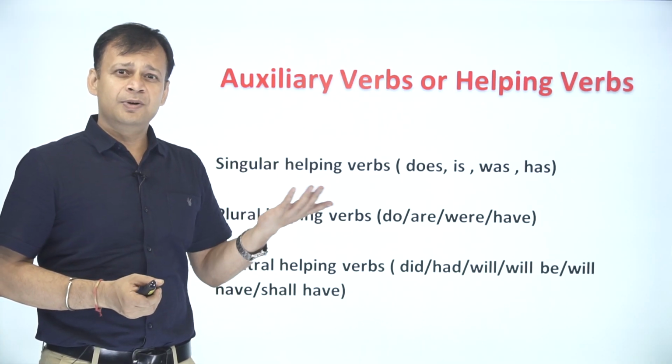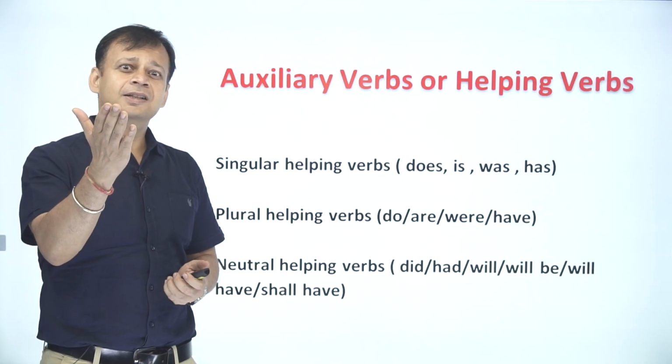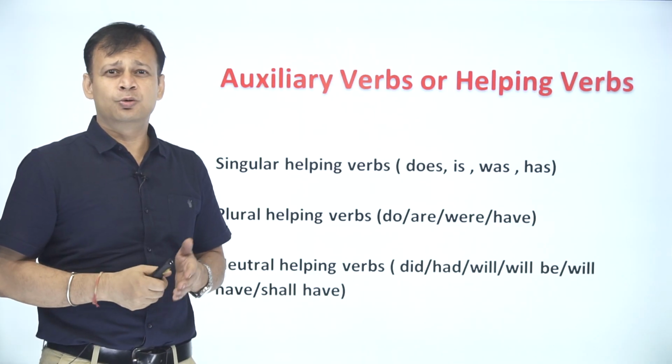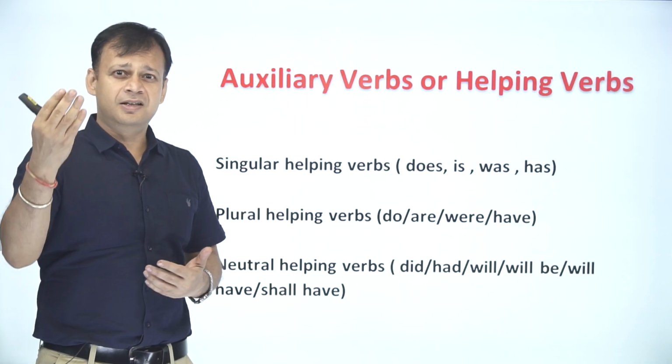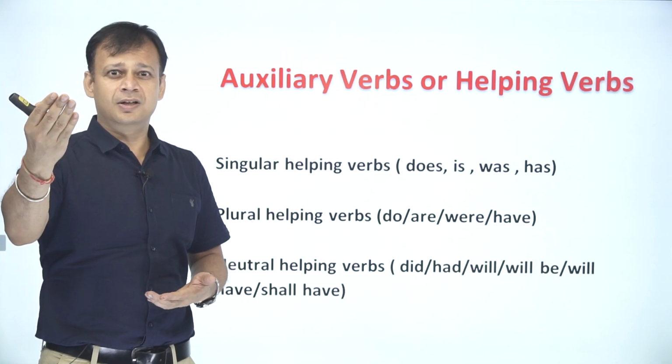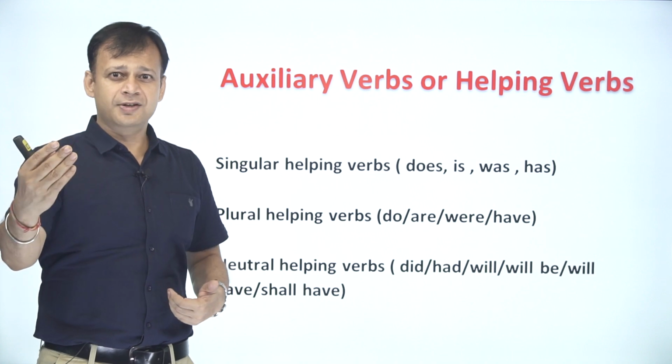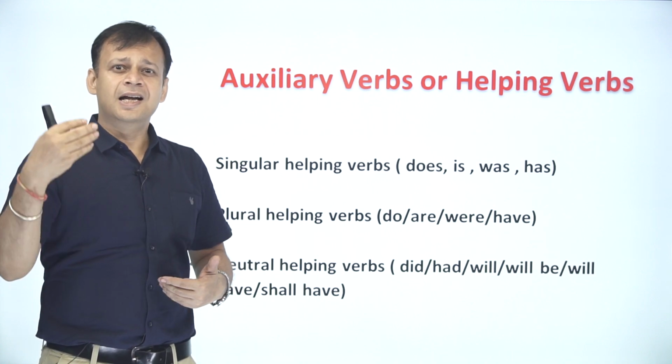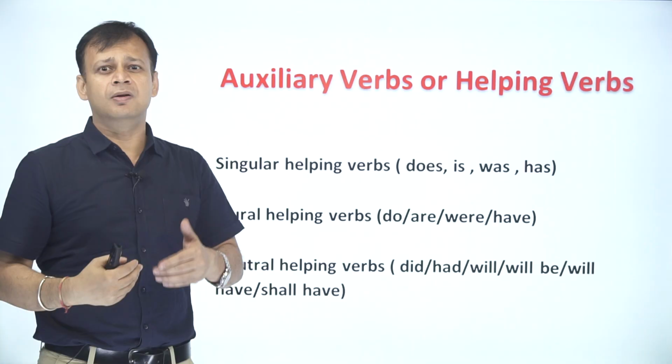And what are the plural helping verbs? So let us look at the example do. So here we don't have s. Does is singular and do is the plural of that. Is is singular, are is the plural of that. Was is singular, were is the plural of that. Has is singular, have is the plural of that.